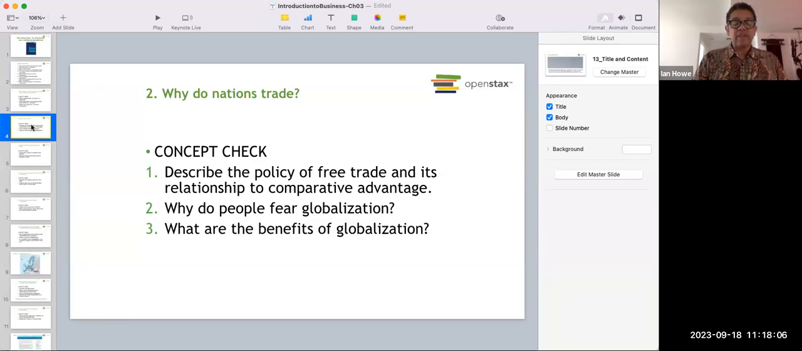They have the greatest advantage at producing oil. They have a massive supply. They're really good at extracting it from the ground. First of all, sourcing it, then extracting it. And then they may do some refining.